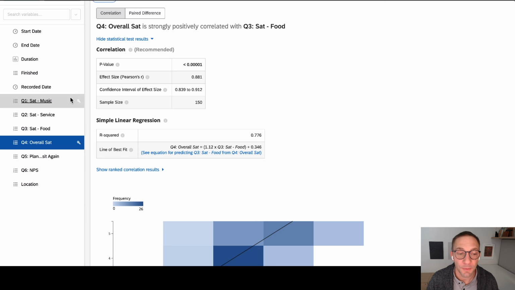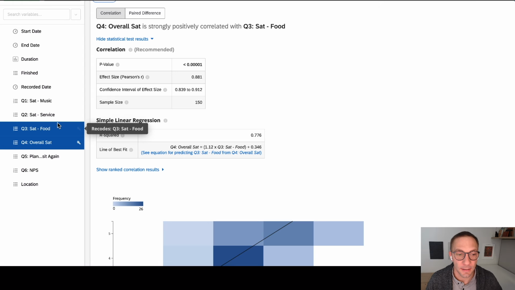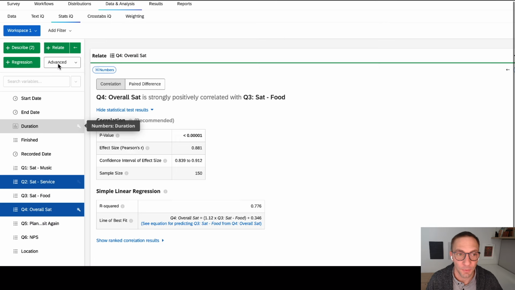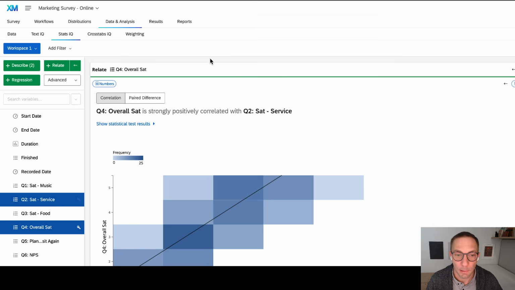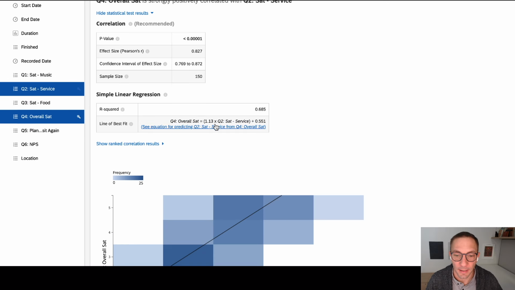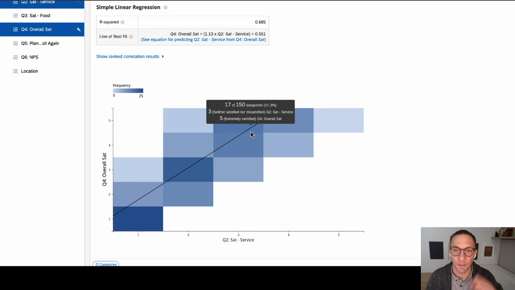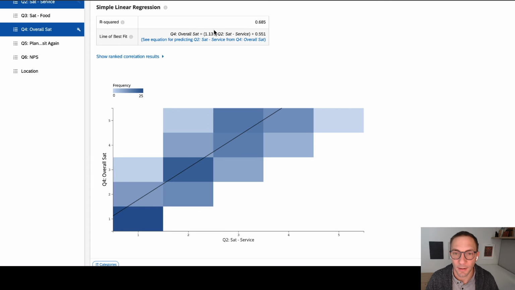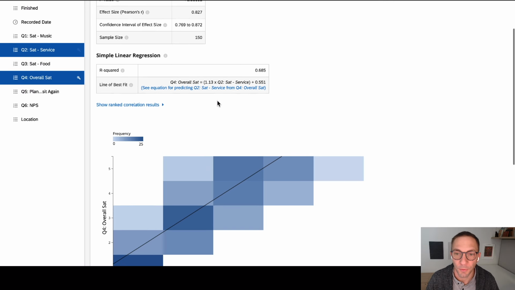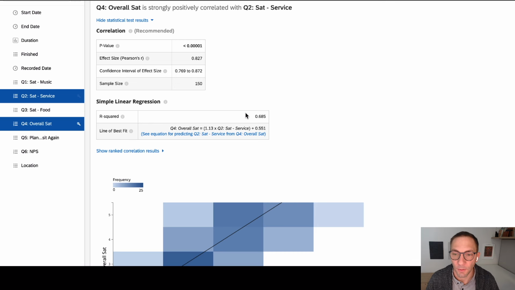Now let's run this again, but let's use satisfaction with service as our predictor this time, and click relate. So we're going to find our beta here, our p-value there. It's a positive beta, so as satisfaction with service goes up by 1 point, we'd expect overall satisfaction to go up by 1.13. And here's our R squared, so it's 68.5%. So 68.5% of overall satisfaction can be explained by satisfaction with service.